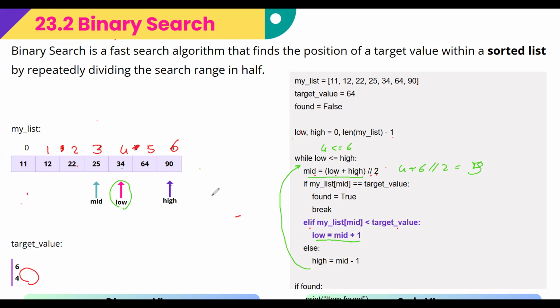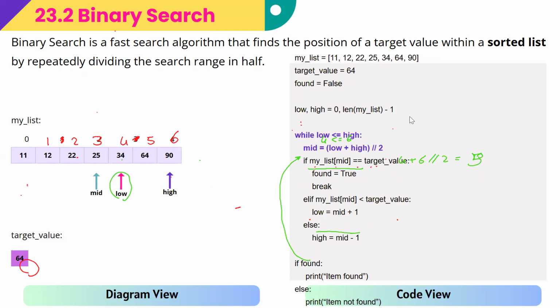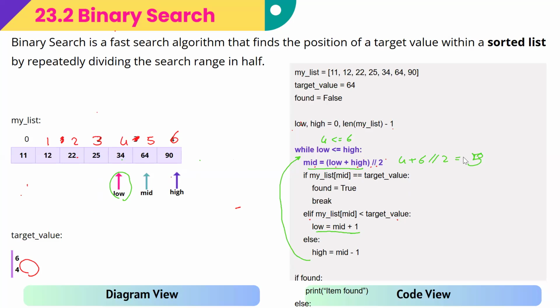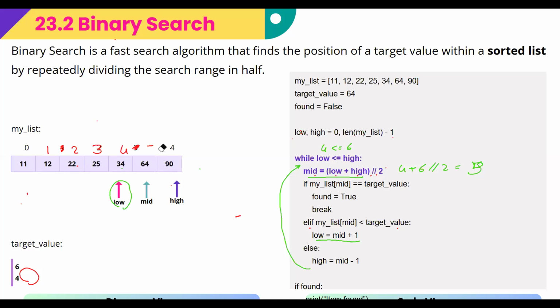So the mid now needs to point at 5. So you see here, now it's pointing at 5, right? Yes. Oops, I was supposed to keep that. Okay. So now we would like to continue our if statement.